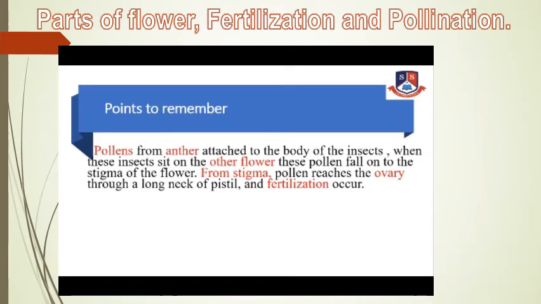What is the process of fertilization? Pollens from the anther attach to the body of the insects. When these insects sit on another flower, these pollens fall onto the stigma of the flower. From the stigma, pollen reaches the ovary through the long neck of the pistil and fertilization occurs.